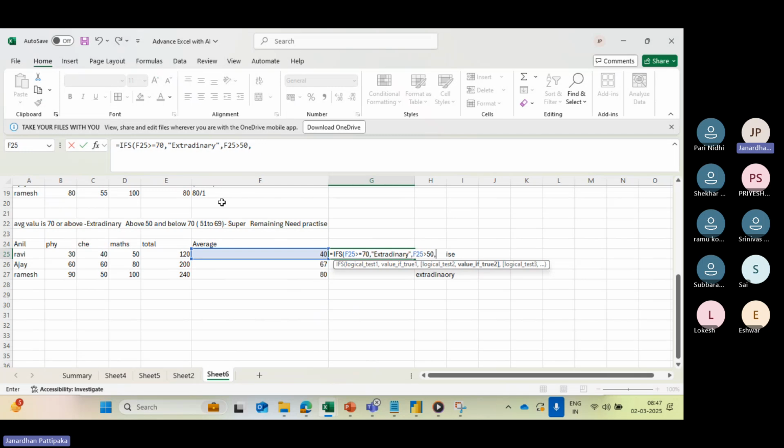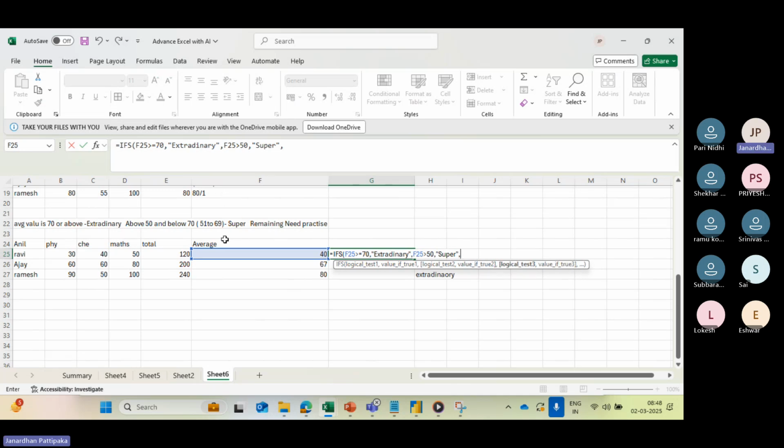Comma. Less than 50, what do you need to get? You need to code it as super, right? Super is also a text string, so you need to put it in double quotation marks, "super". After that, mention the comma.